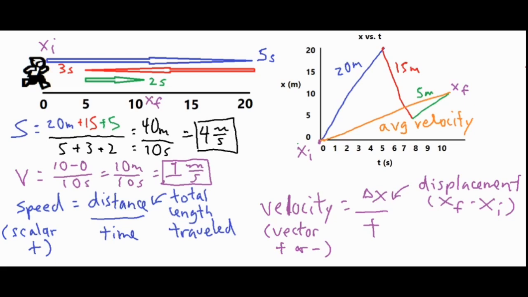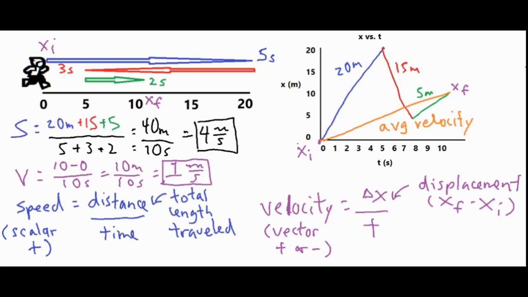So to sum things up, when you're talking about speed, distance, and time, those are all scalars. Those are all positive numbers 100% of the time by definition. When you find your distance, you're basically just racking up your total amount that you move. You will always keep on making that number larger and larger and making that a greater positive number.